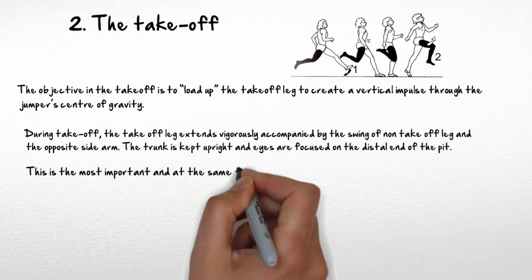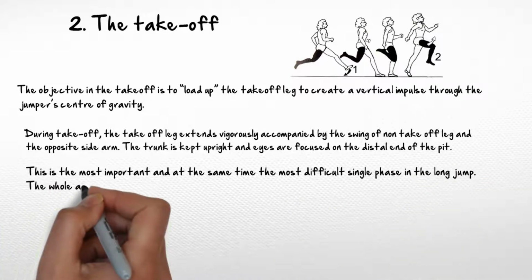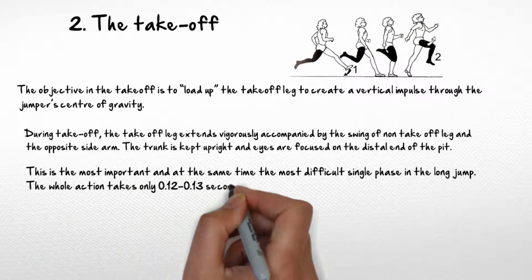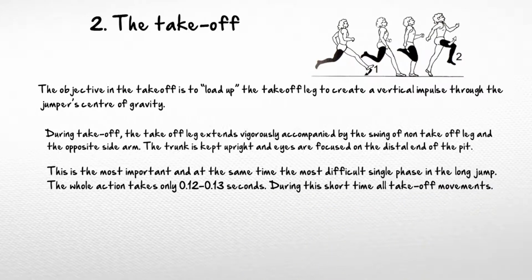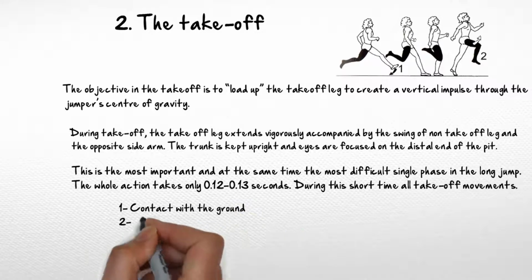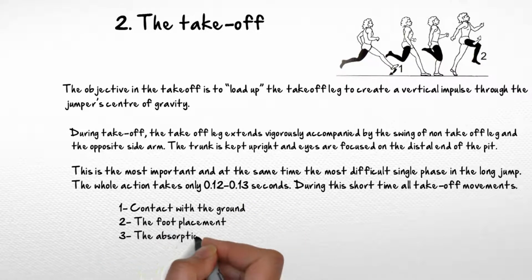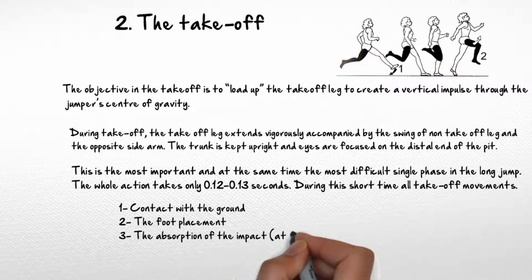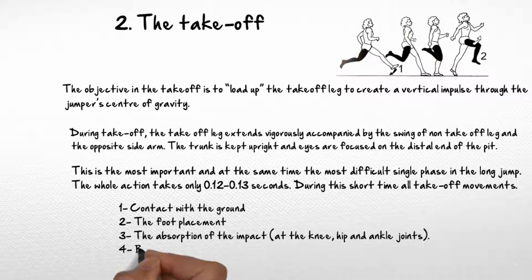This is the most important and at the same time the most difficult single phase in the long jump. The whole action takes only 0.12 to 0.13 seconds. During this short time, all the takeoff movements take place: the contact with the ground, the foot placement, the absorption of the impact at the knee, hip and ankle joint, body position, and the active extension of the takeoff.